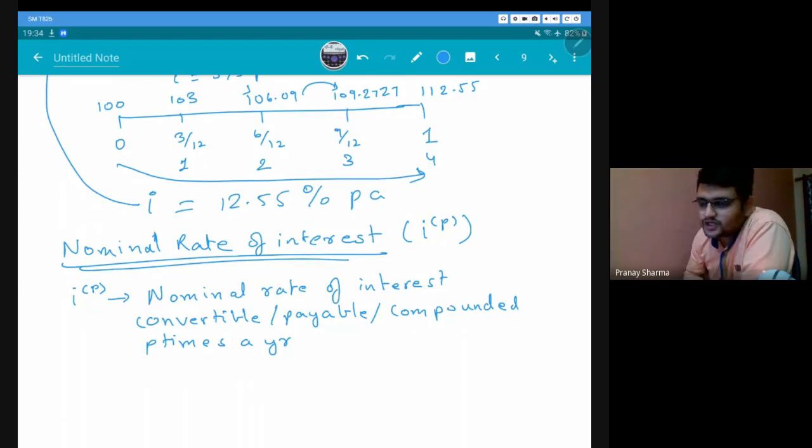Now, from here, we will not be using simple rate of interest at all. So simple rate of interest is complete. We will not be talking about simple rate of interest when we talk about nominal rate of interest. This is only compound rate of interest. Okay.